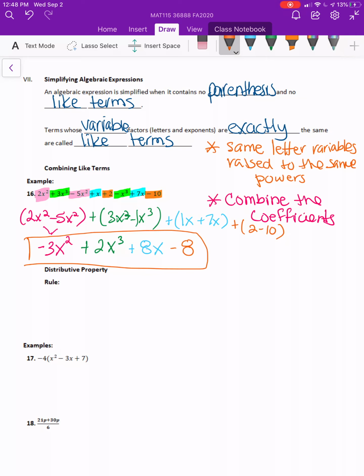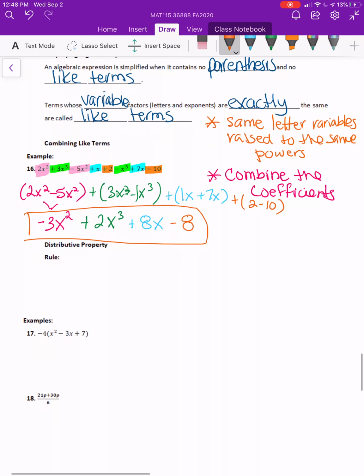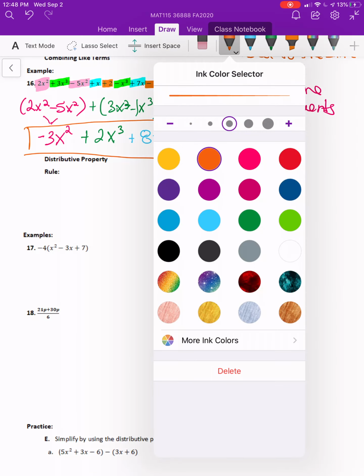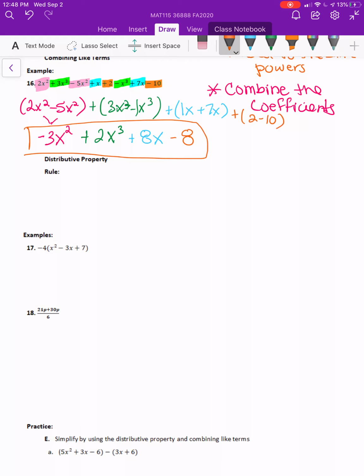Again, all we did in that big expression was combine all of the like terms. Now, when we're simplifying algebraic expressions, the other thing that the description said is we can't have any parentheses. So the rule that we're going to use to get rid of the parentheses is what's called the distributive property. So let me show you what the distributive property is. It's used when we've got parentheses and something that we're multiplying in front of the parentheses, or technically it can be in back of the parentheses too.